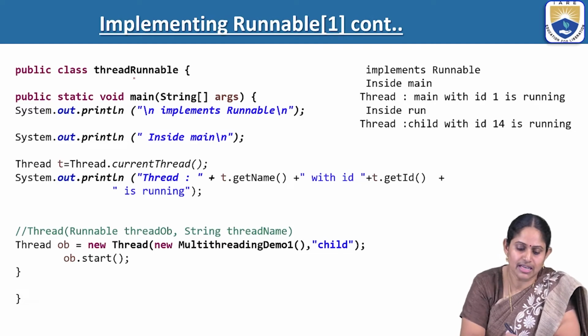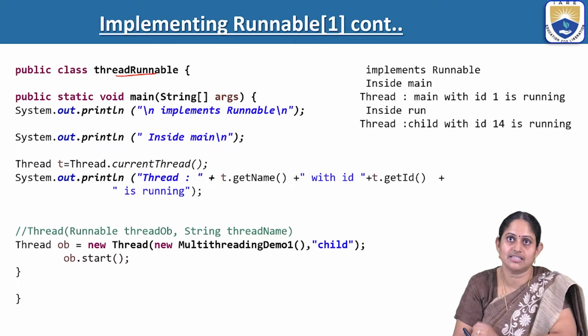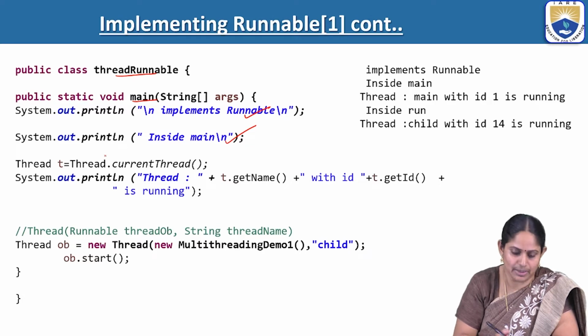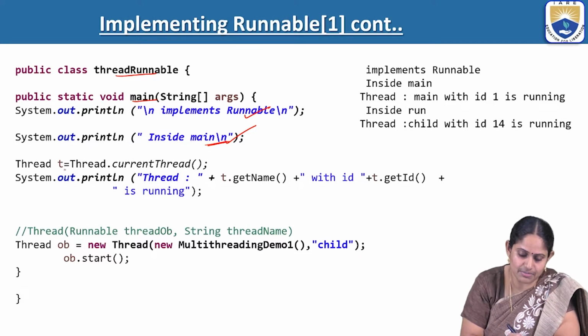Next we have the class for testing, which is the thread runnable class, which implements the main method also. We are simply displaying these two statements, implement runnable and inside main, so that we can understand the flow of the program. Right now it is inside main. Once it enters the main, it comes inside the main.